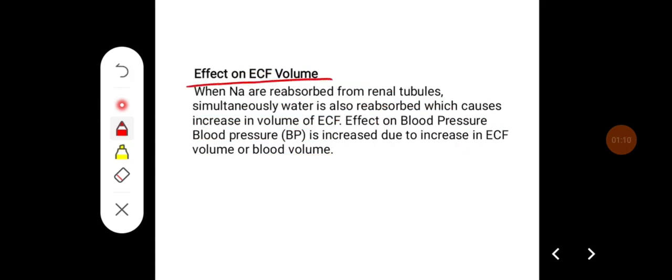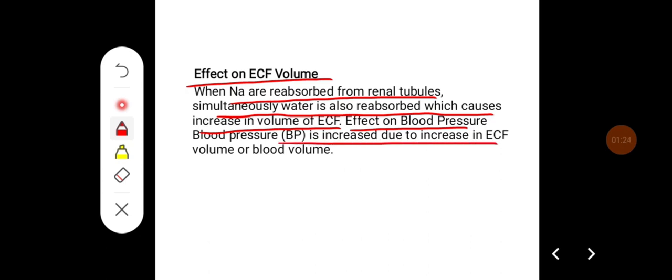Their effect on the extracellular fluid volume: when sodium is reabsorbed from the renal tubules, water is also reabsorbed simultaneously, which causes an increase in the volume of extracellular fluid. Blood pressure is also increased due to the increase in extracellular fluid volume and blood volume.